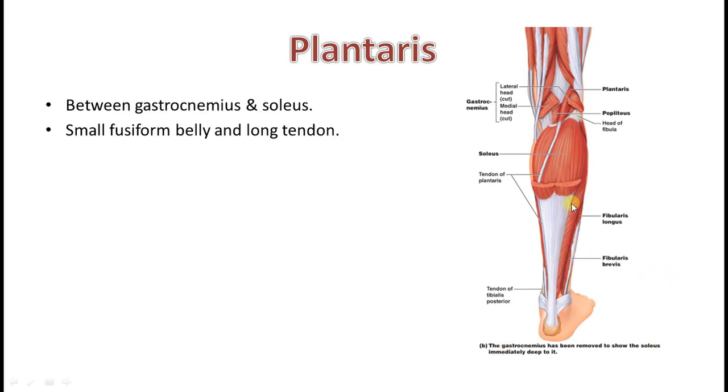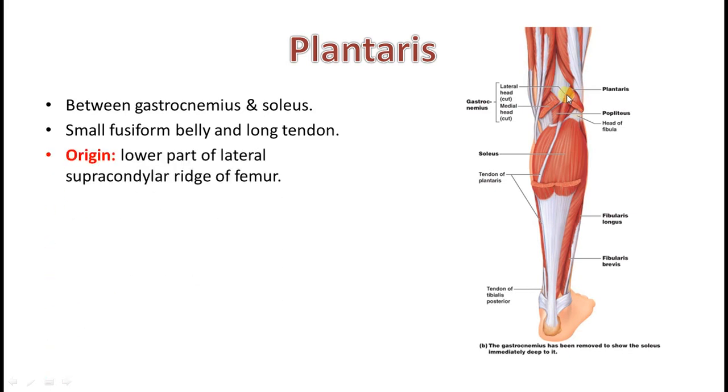It is present between the gastrocnemius, which is removed so that you will get a better view of the plantaris. Both heads of the gastrocnemius have been cut. Now you are able to see the plantaris muscle and the soleus muscle. Plantaris arises from the lateral supracondylar ridge of the femur. It has a small fusiform belly. The equivalent muscle in the upper limb is the palmaris longus.